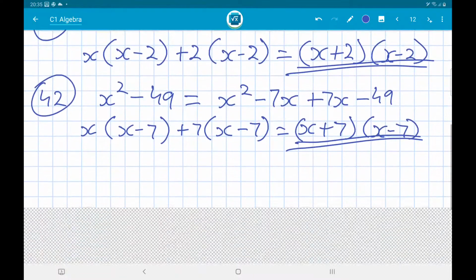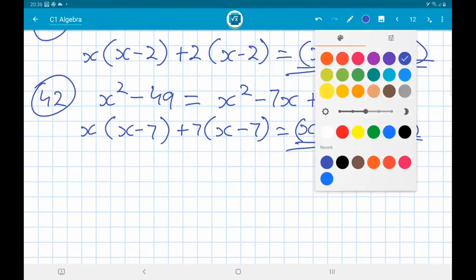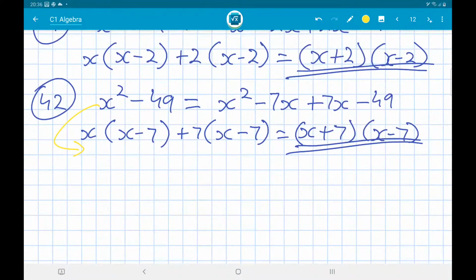That's the final answer. Now I want to take a moment to delve into what would have happened if I had done x squared minus 49, and said, okay, x squared minus 14x plus 14x minus 49. What would have happened there? Nothing. That's absolutely a valid equation because minus 14x and plus 14x cancel out. So this is still 100% equal to that.